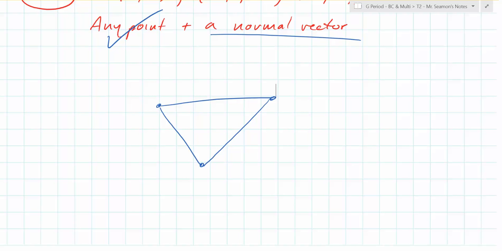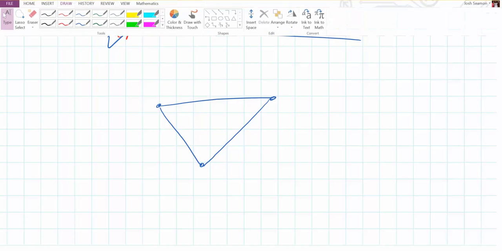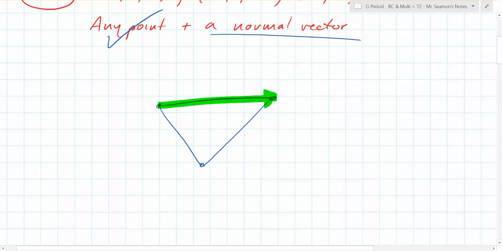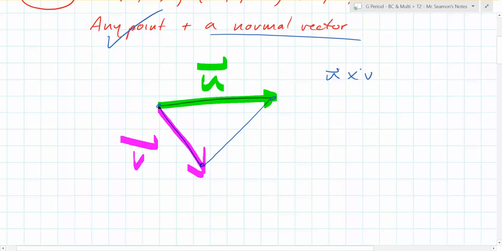How do we know how to generate a vector that is normal to 2 vectors? Using the cross product. So for example, if we labeled one of these U, and we labeled another one of them V, what do we get if we do U cross V? A vector that is normal to both U and V. And therefore we get a vector that is perpendicular to the plane.